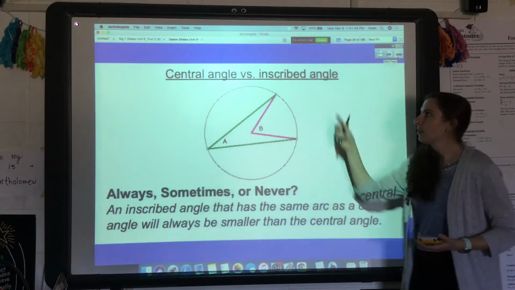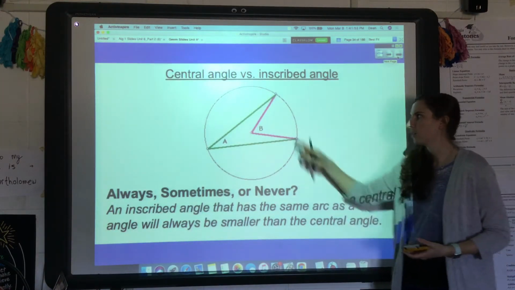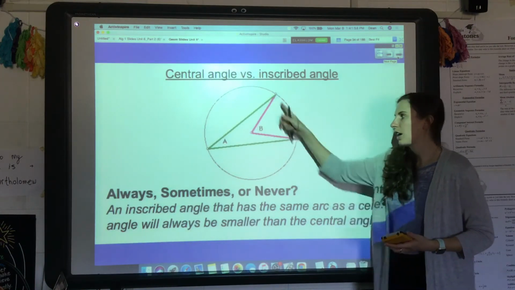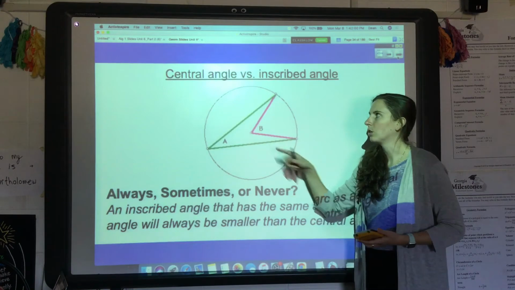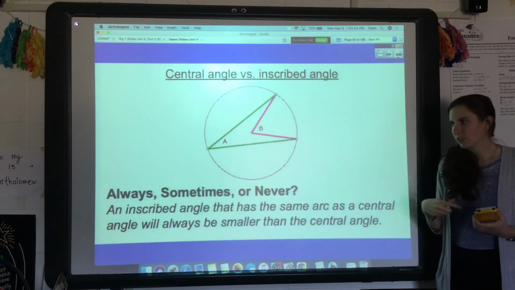All right, now let's talk about inscribed angles. So far we've talked about central angles, which are at the center of the circle. But what about inscribed angles, which have their vertex on the edge of the circle? With inscribed angles, do you think this is always, sometimes, or never true?